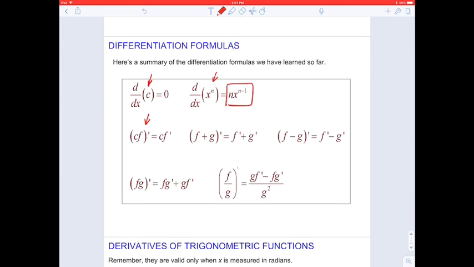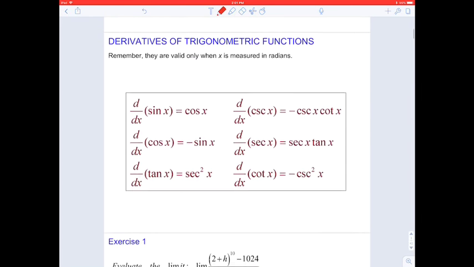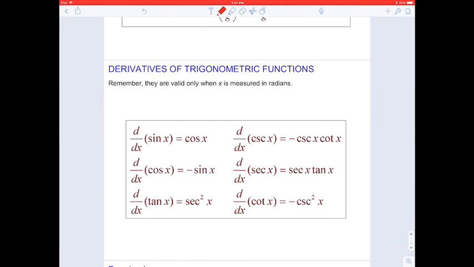Constant multiple, derivative of the sum of the function, derivative of the difference, derivative of the product rule, and derivative of the quotient. That means I'm going to use all of these formulas. You can pause the video and you can always come back to that slide. That's our reference page. We also have trigonometric functions and their formulas. Derivative of sine of x, cosine of x, tangent of x, cosecant of x, secant of x, and cotangent. All of the formulas we should memorize and apply at the right moment.